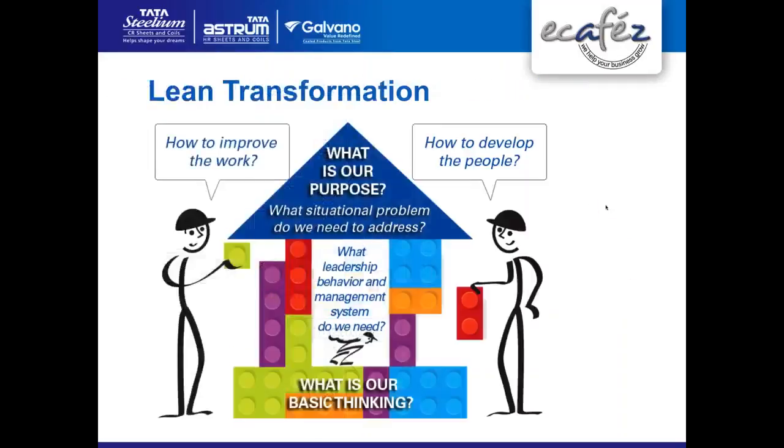So what is a lean transformation? Basically, the foundation, as you see in this figure given by the lean gurus, the Lean Enterprise Institute. We have to question our basic thinking. The foundation is changing our thinking. And two most important things are there: how to improve the work, and how to develop the people. We have to develop our people so that their knowledge, skill and attitude are aligned towards lean and customer service. Based on that, we have to improve our work by improving our processes and systems, where the leadership has to demonstrate a behavior to deliver value to the customer. So this is how lean transformation needs to be done.